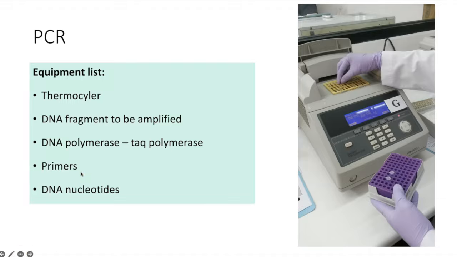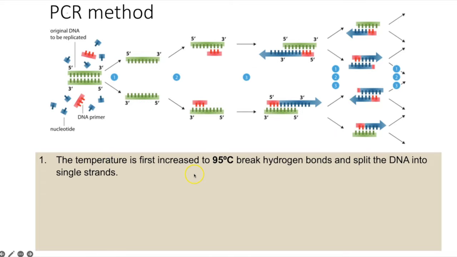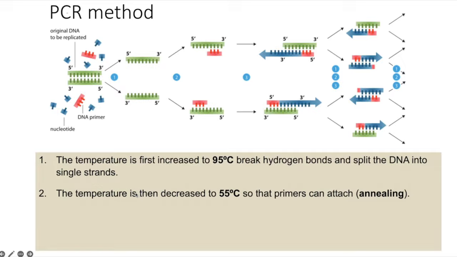Primers are needed as well to attach to the DNA fragments to enable the DNA replication to start, and DNA nucleotides are needed to create your new DNA sequences. So the method then: the temperature is first increased to 95 degrees C to break the hydrogen bonds between the two DNA strands. So we now have two single strands of DNA, and they both act as a template.